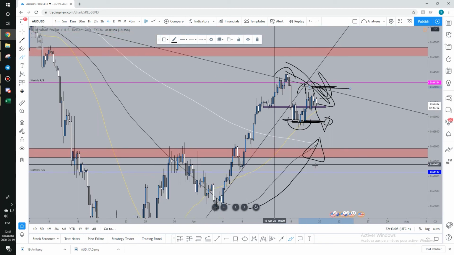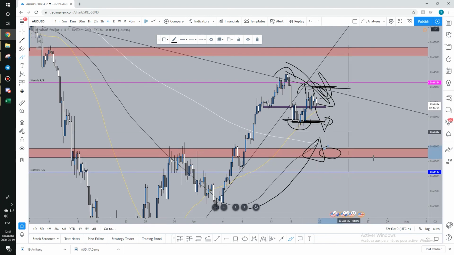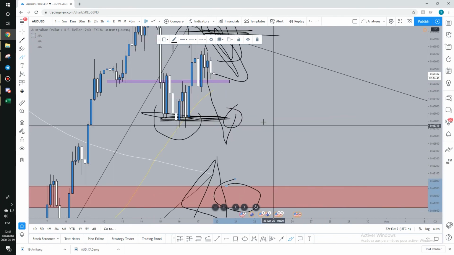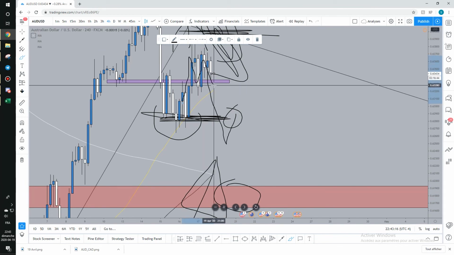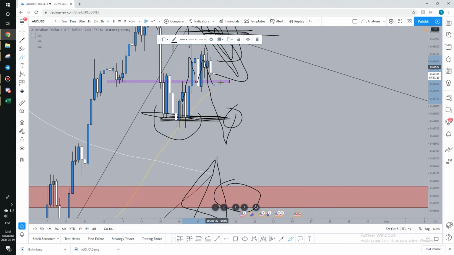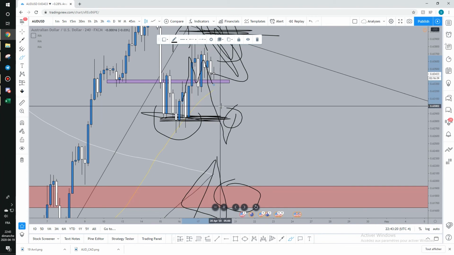Like I said, on the daily time frame, our first target is the red zone. And if you zoom in more on the 4-hour time frame, you can see that we kind of have a little structure here, but we can see the structure way better on the 2-hour time frame. So that's what we'll do now. So let's go to the 2-hour.